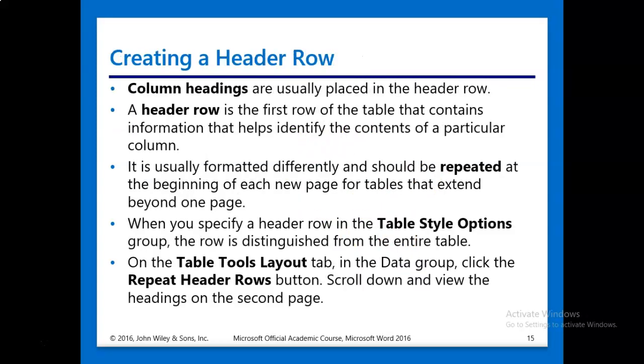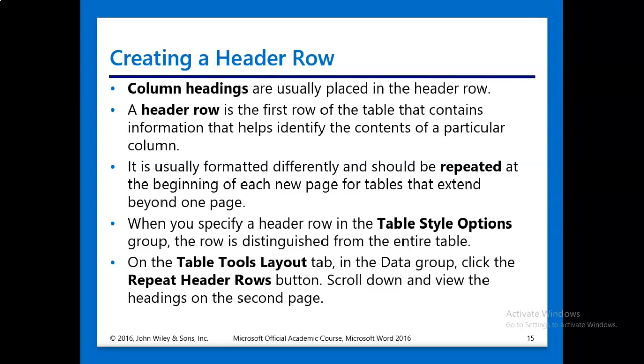Creating a header row. Column headings are usually placed in the header row. A header row is the first row of the table that contains information that helps identify the contents of a particular column. It is usually formatted differently and should be repeated at the beginning of each new page for tables that go beyond one page.